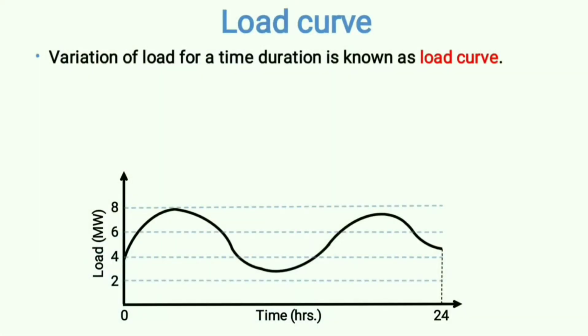The variation of load for a time duration is known as load curve. As you can see in this figure, the load is continuously varying with respect to time. Here a 24 hours time period has been considered, so it is called a daily load curve. Similarly, a monthly load curve is possible, and also a yearly load curve is possible. Here you can see at this time instant, the load is found to be maximum, that is 8 megawatt. Alright, so from this load curve, many important aspects can be analyzed.